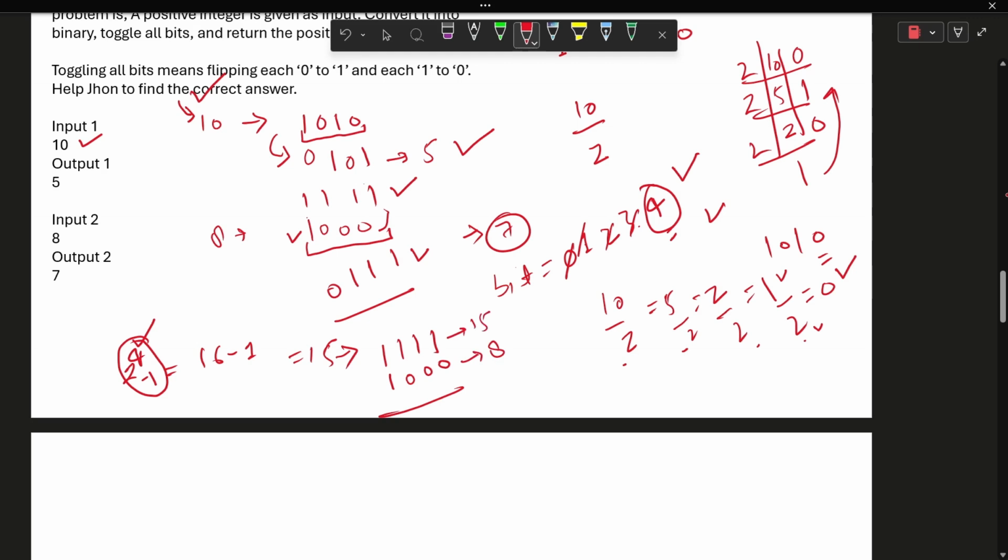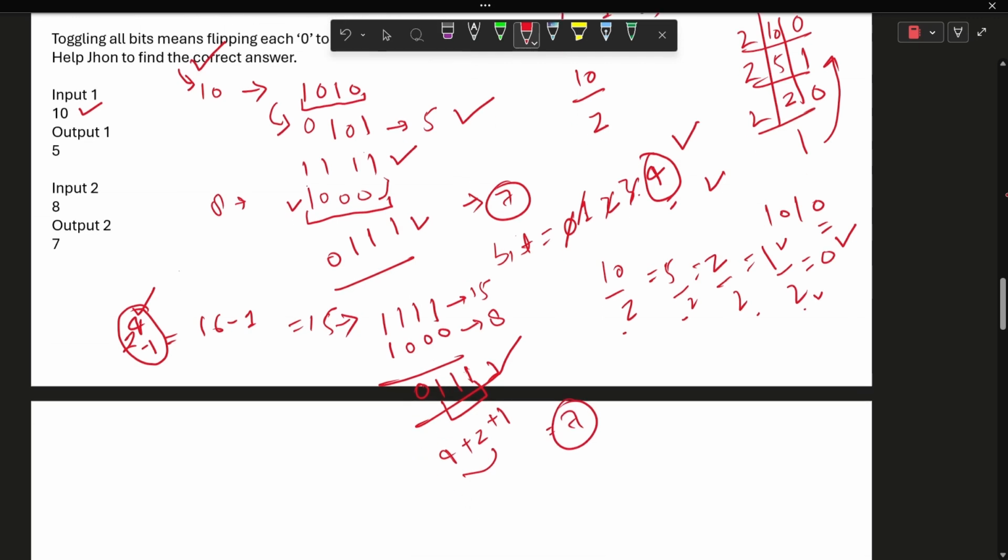Okay. Now XOR with this 1010. 1010 XOR 1111 gives 0101. Now the bits are flipped and this becomes 1 plus 4, which is 5. Okay, let's code it.